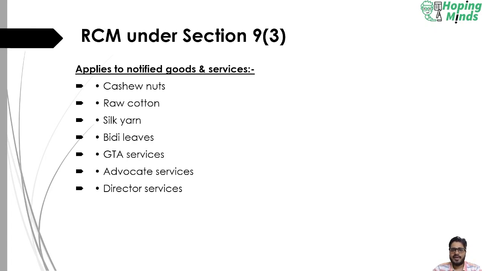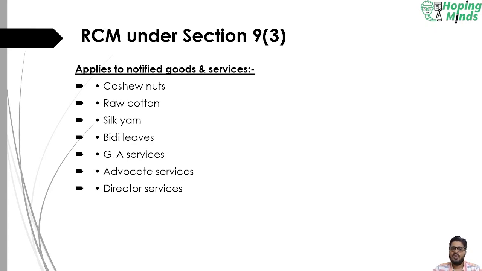So an agriculturist supplying cashew nuts, raw cotton, silk or BD leaves to a registered person falls under the reverse charge mechanism, and the recipient of such goods is required to pay GST on these goods. Similarly, GTA, that is goods transport agency services, also falls under the reverse charge mechanism. So let us understand what GTA services are.